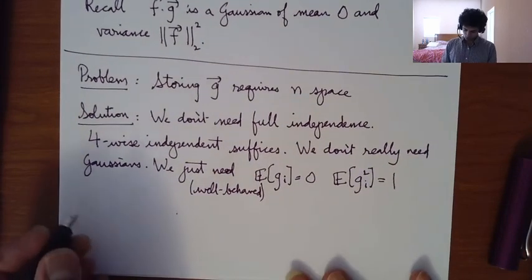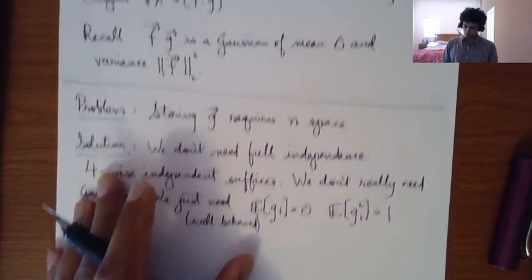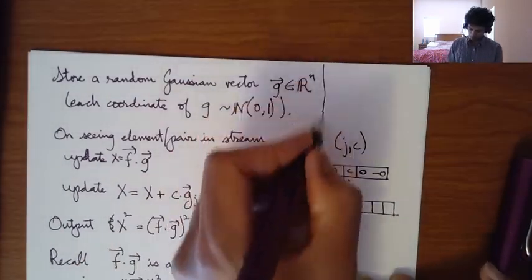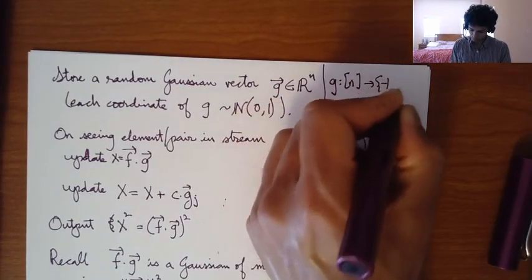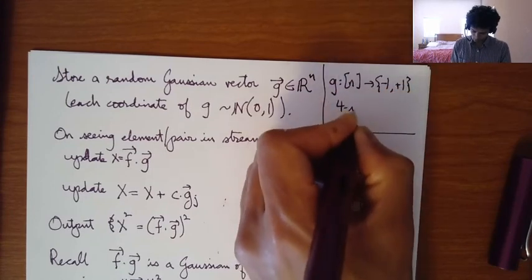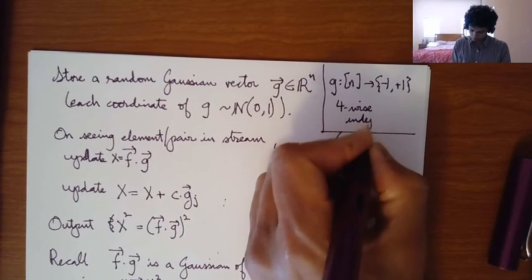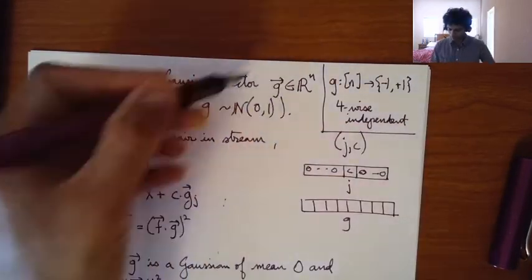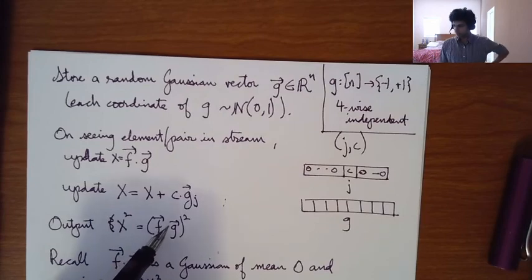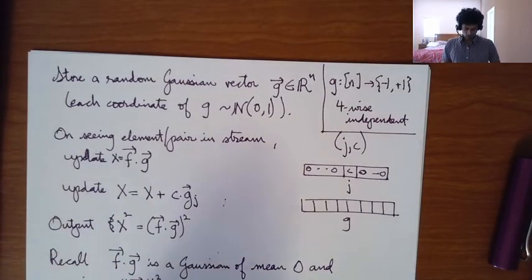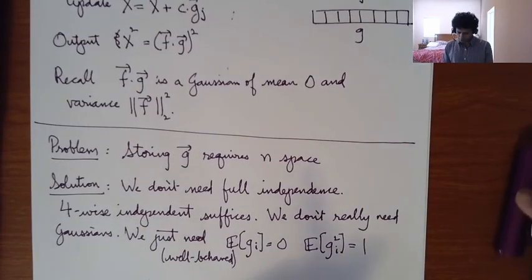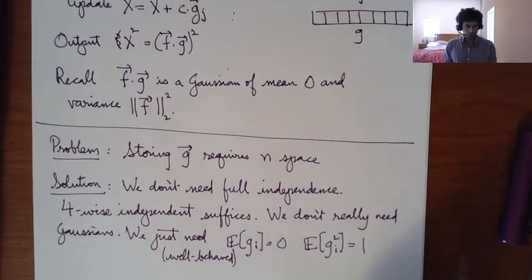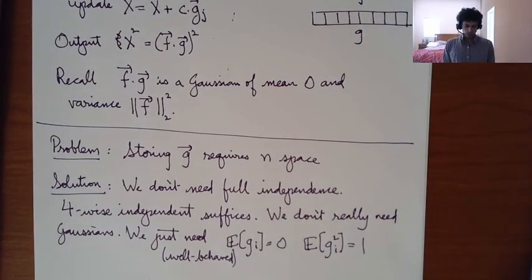And so in the final solution, instead of storing a random Gaussian vector, the algorithm will choose a hash function that is 4-wise independent. It's just going to map things to ±1, and then you have exactly the same algorithm. The analysis requires digging through the math, but at this point it should be relatively straightforward given what I've told you. You can write out the expressions for the expectations of the estimate.